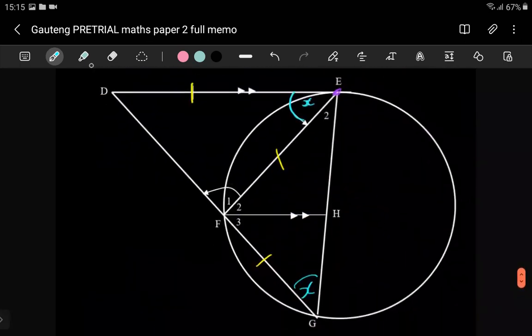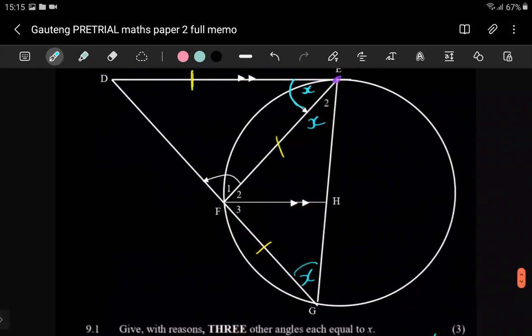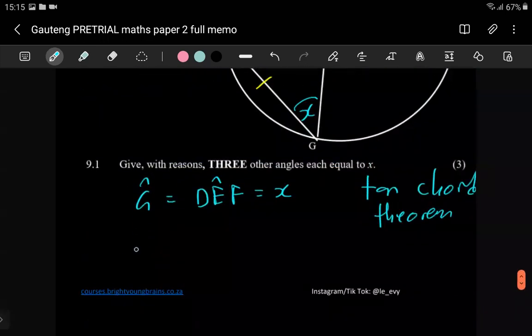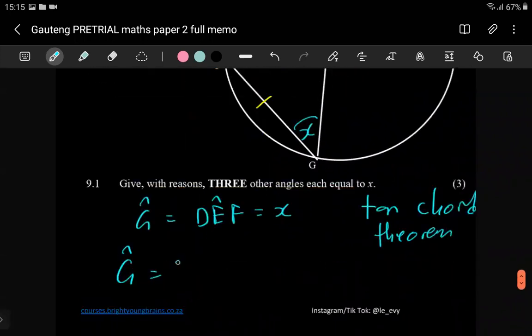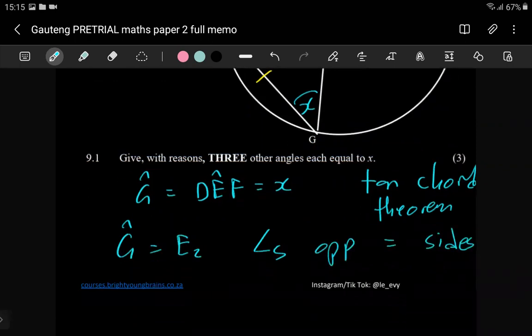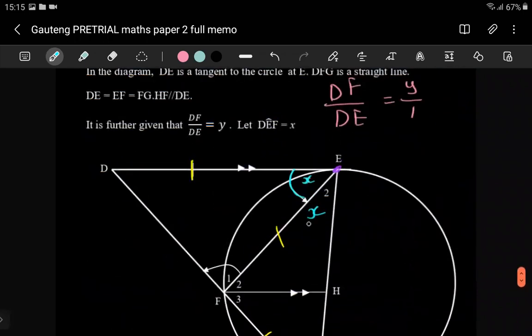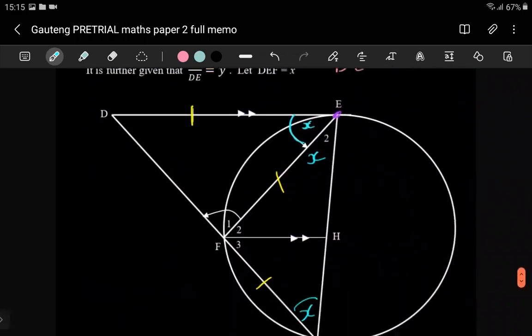Okay, so the idea is once you find something equal to X, you trace it. So here, this X is going to be equal to this X because they are angles opposite equal sides. So here, angle G is equal to angle FE2. The reason is angles opposite equal sides. Great. Now you can even look for an angle equal to this one, but if you don't find it, it shouldn't be too bad.